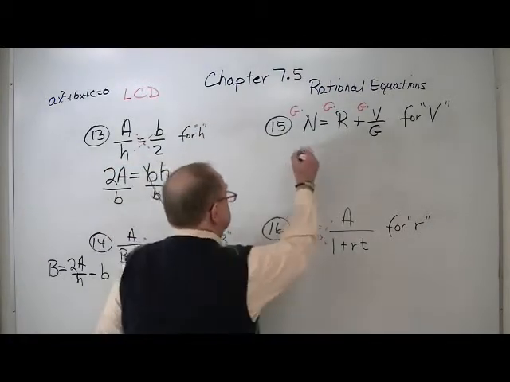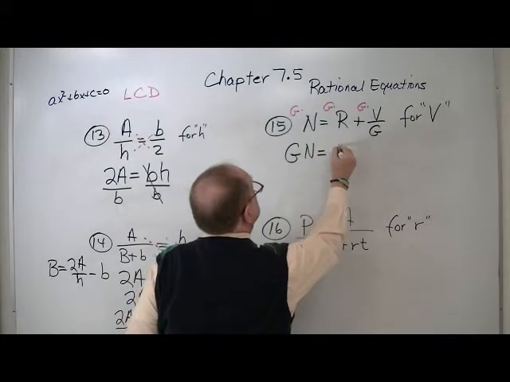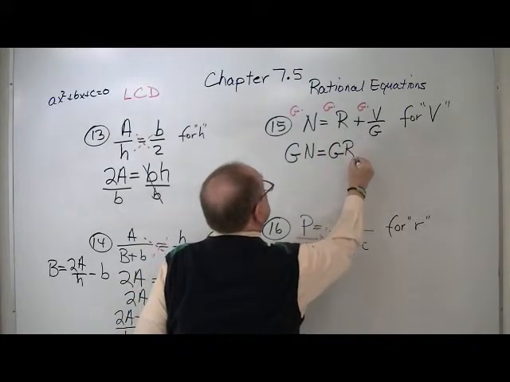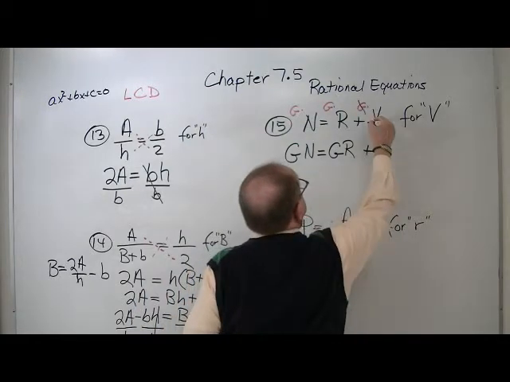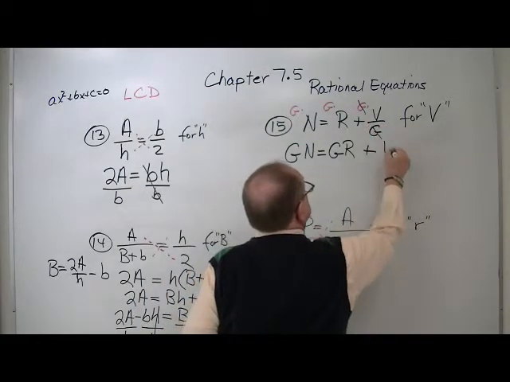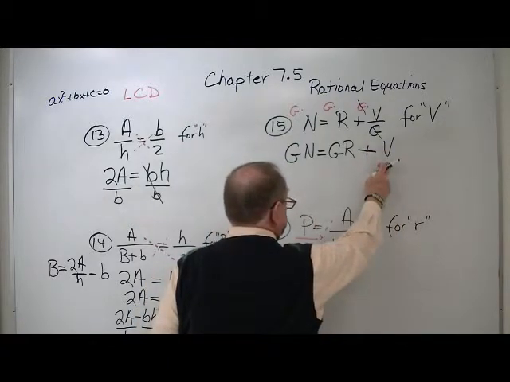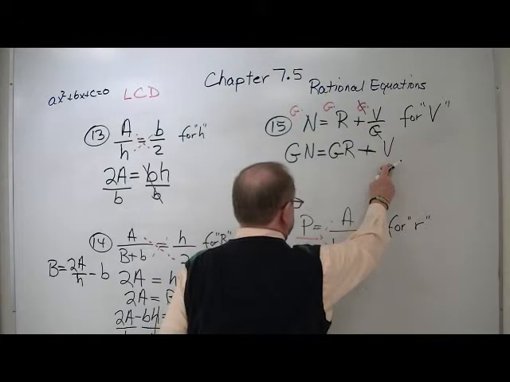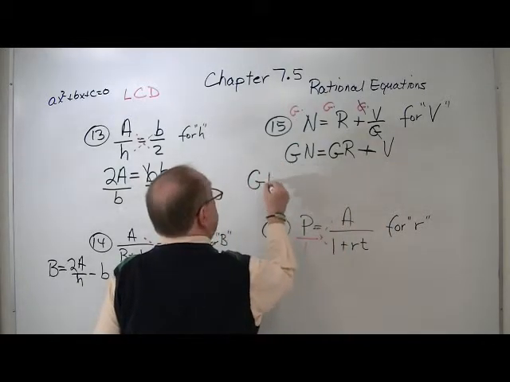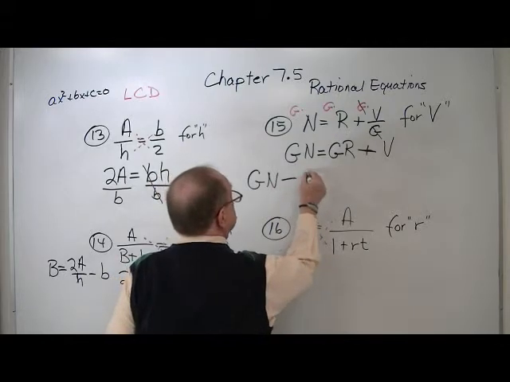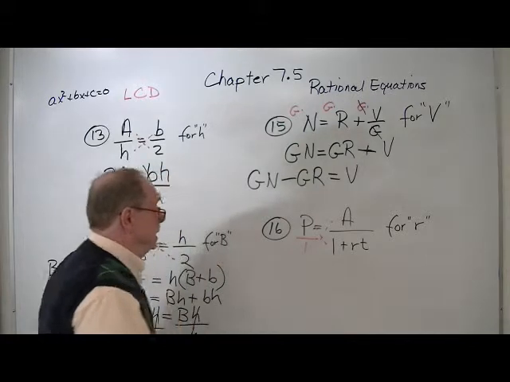Now, for this one, this becomes gn equals gr plus, and then here the g's cancel out and we get v. So there's v by itself, and we just bring these over, so gn minus gr equals v.